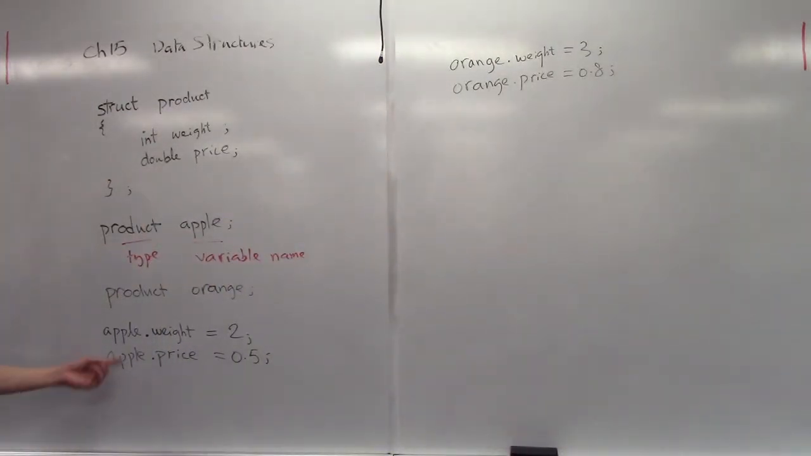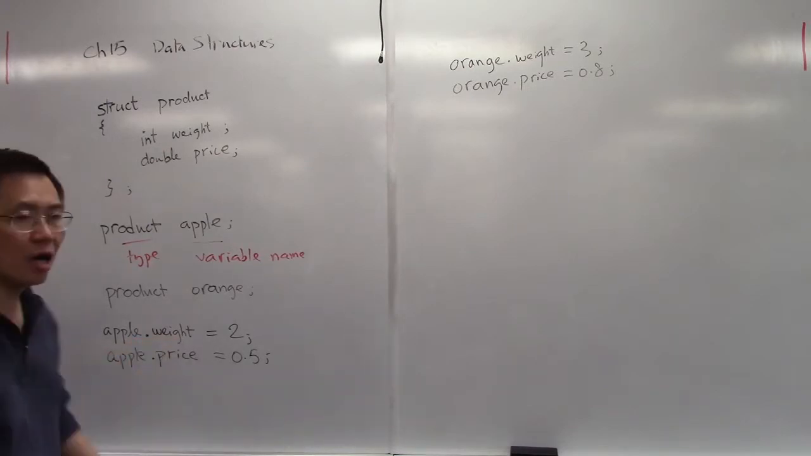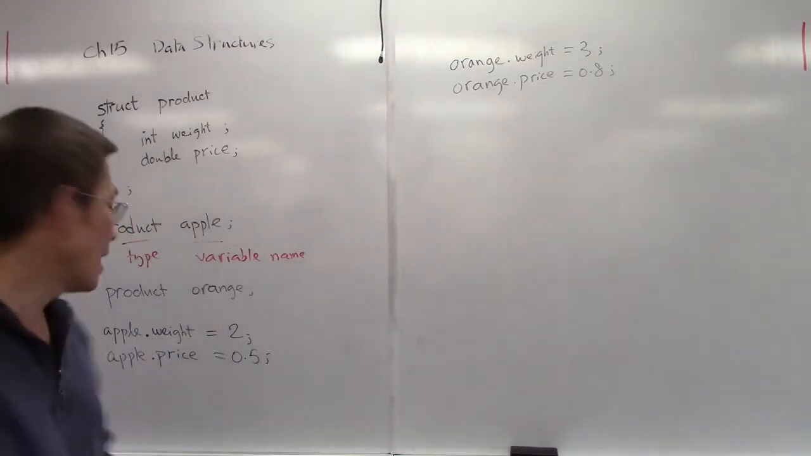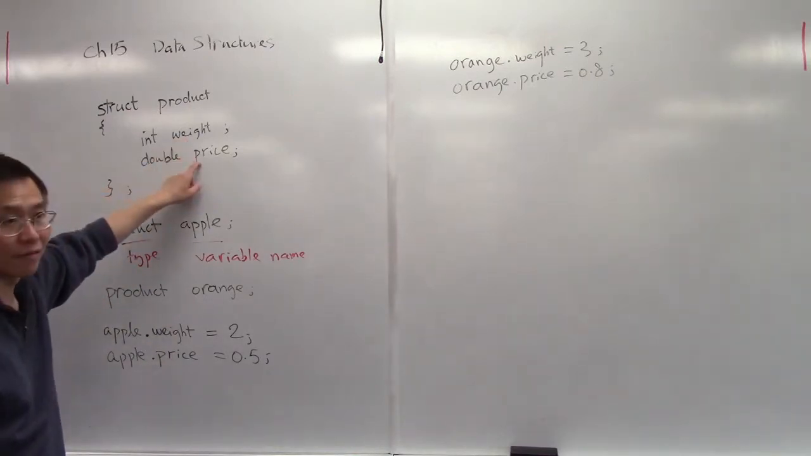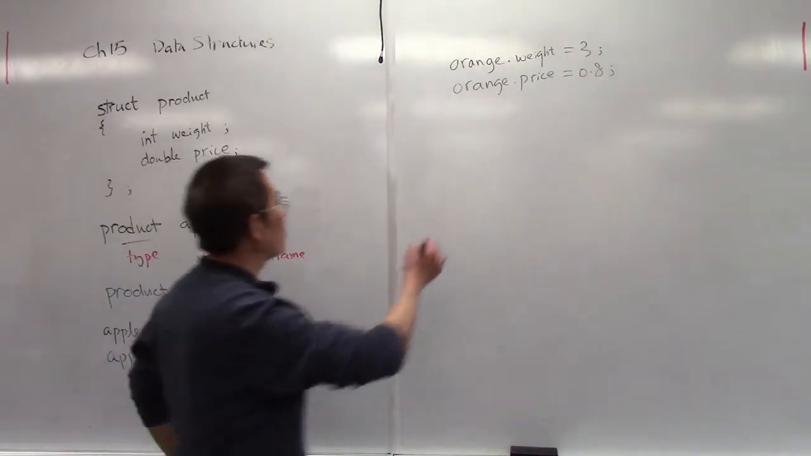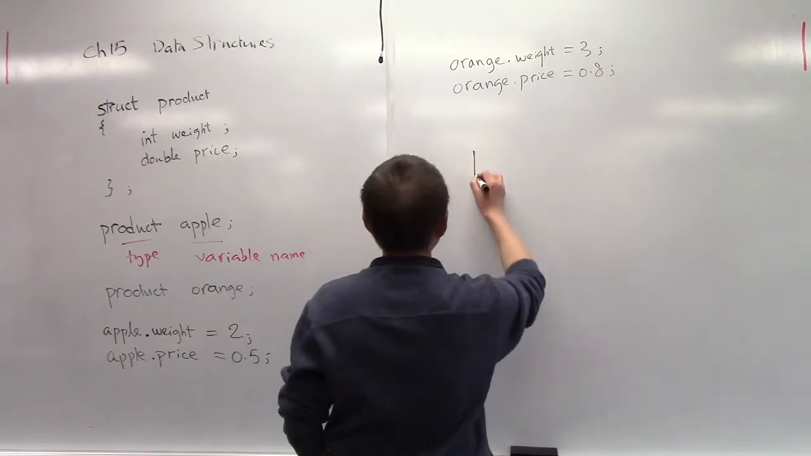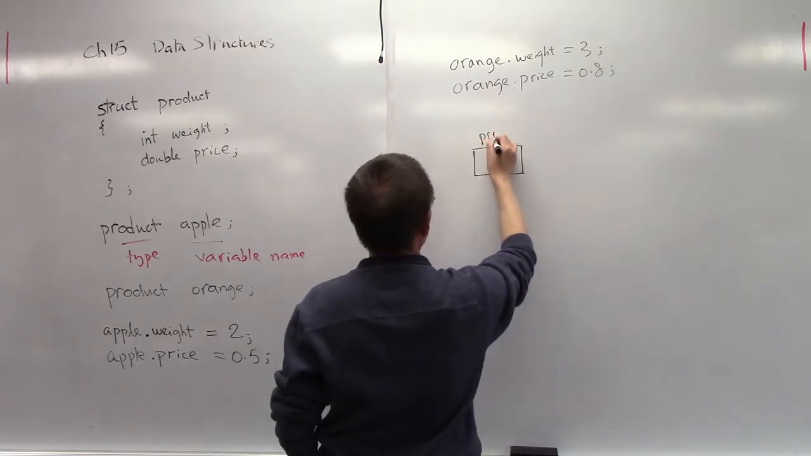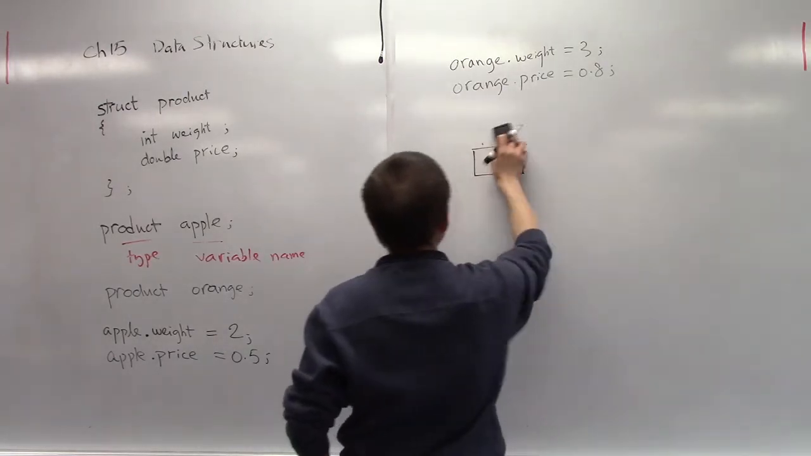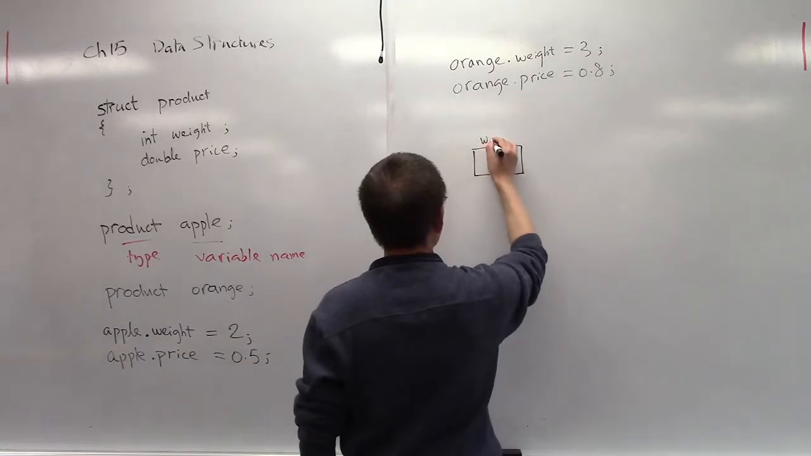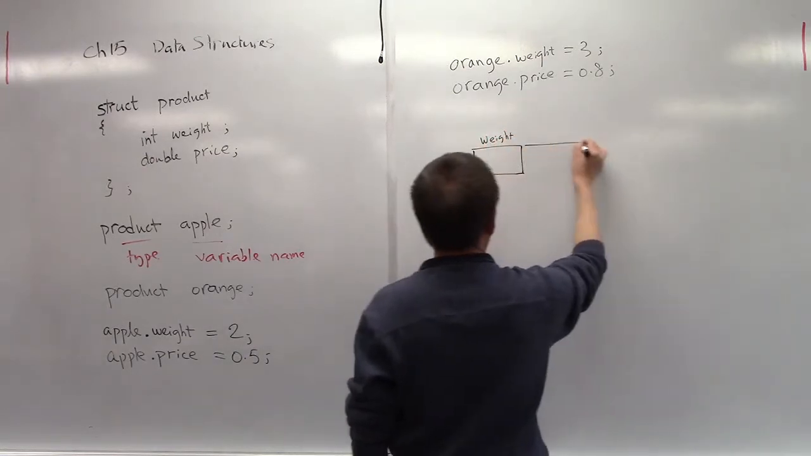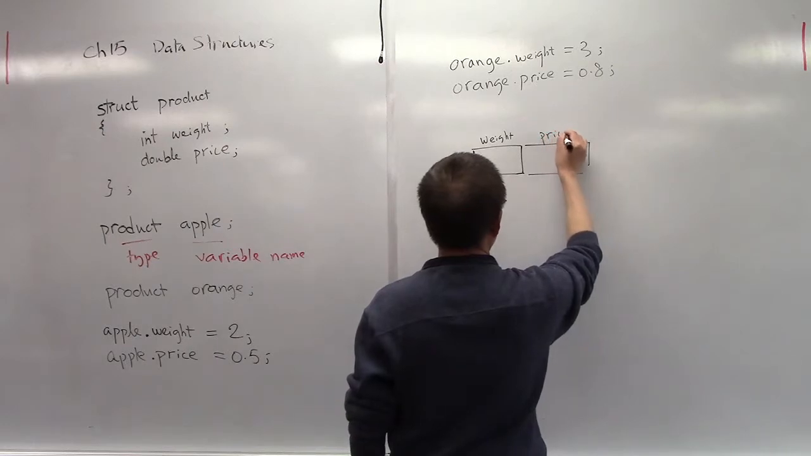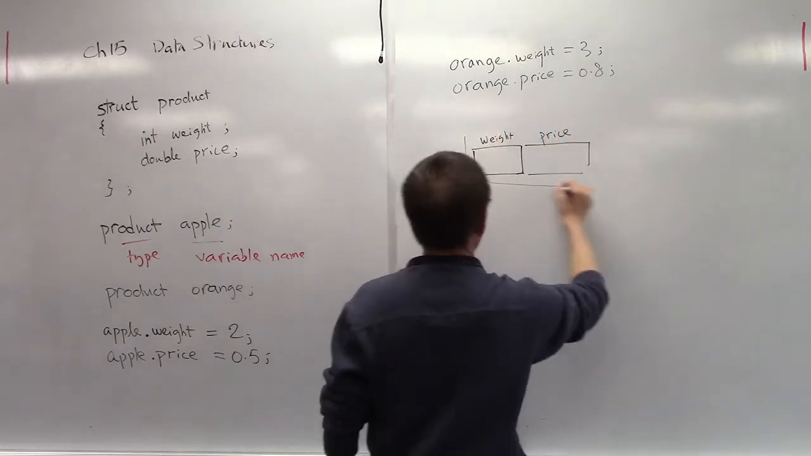Alright, now you can see the thing in front is the label for the struct data type. The thing behind the dot is individual data. That's how you access the individual data defined inside. Okay? Therefore, now you can see I have the weight, and then I have price. And this whole thing is a struct.